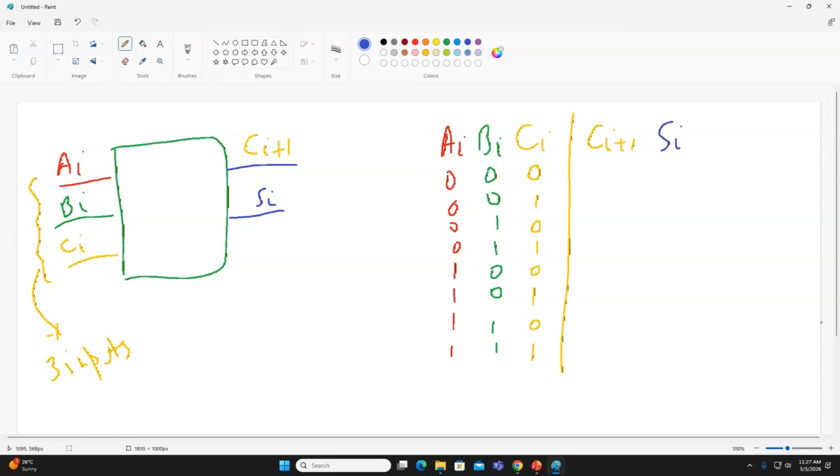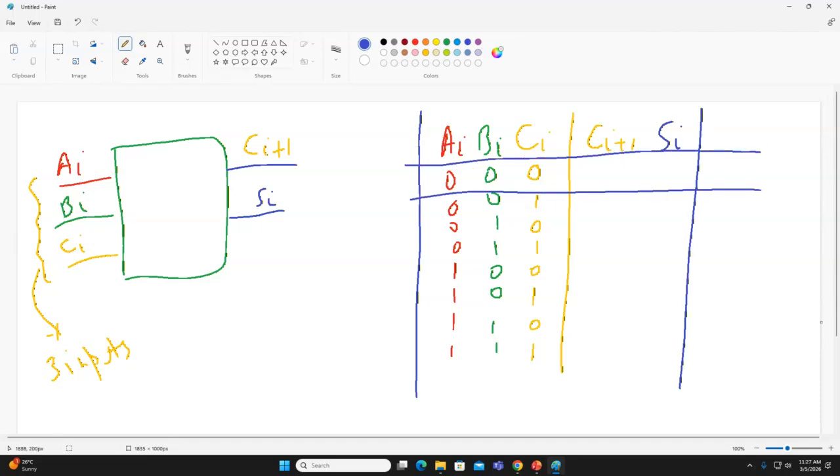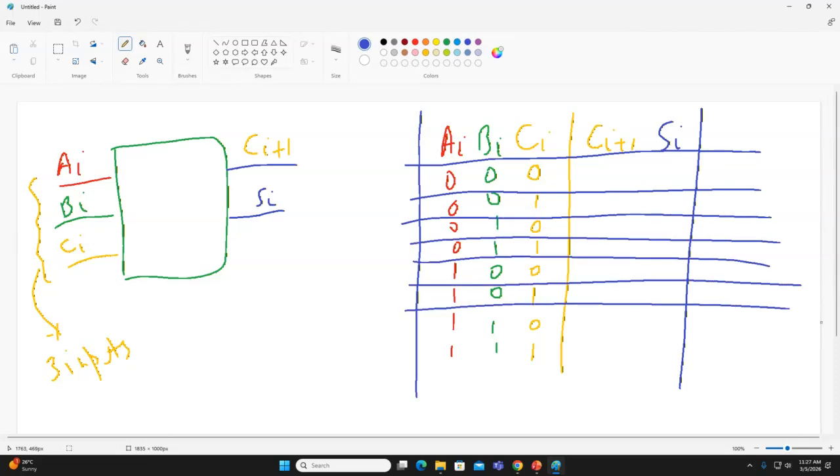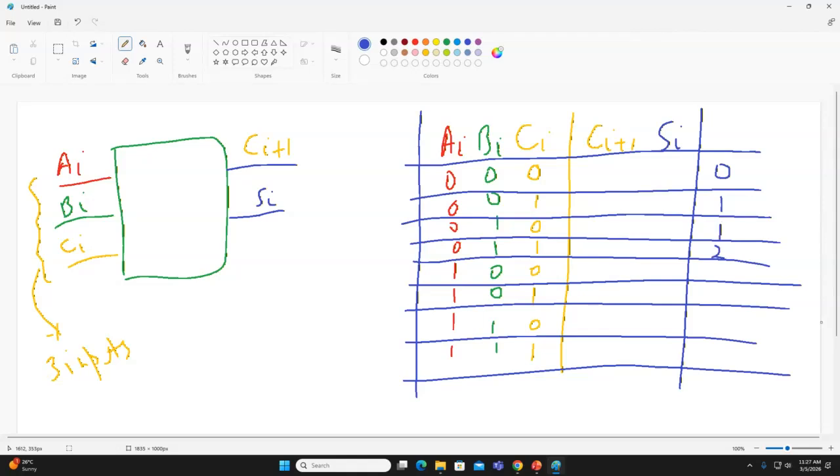Okay, now can you see here? Now please look at here. If we add 0 plus 0 plus 0, what is the result? 0. 0 plus 0 plus 0, the result is 0. 0 plus 0 plus 1, 1. 0 plus 1 plus 0, 1. 0 plus 1 plus 1, 2. 1 plus 0 plus 0 is 1. 1 plus 0 plus 1 is 2. 1 plus 1 plus 0 is 2. And 1 plus 1 plus 1 is actually 3.